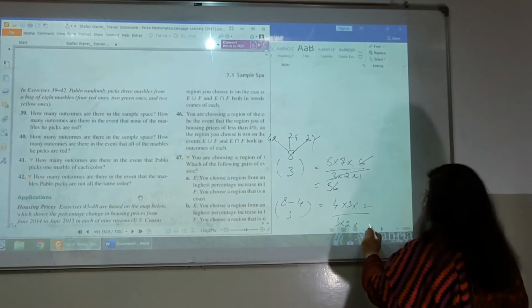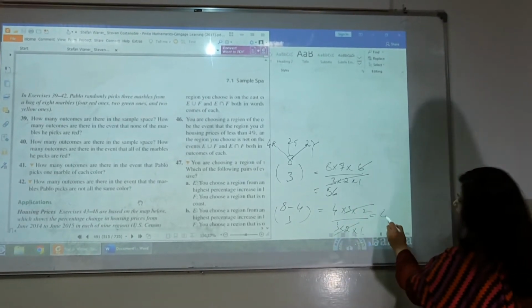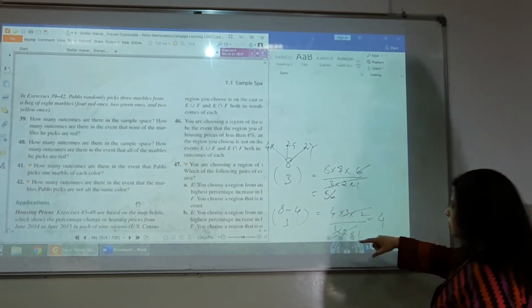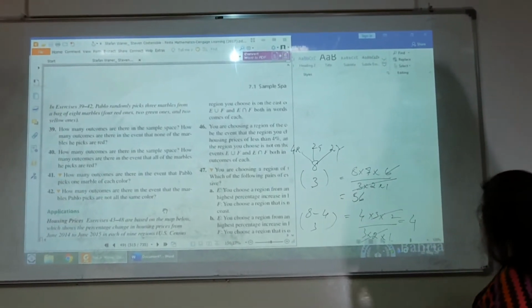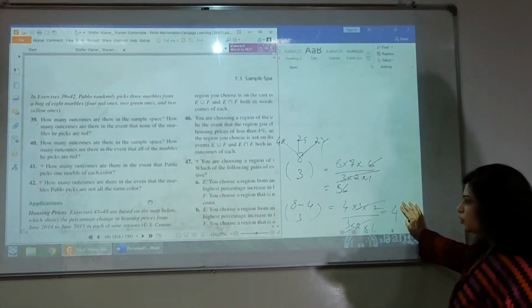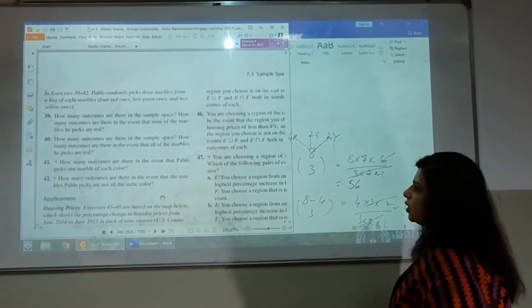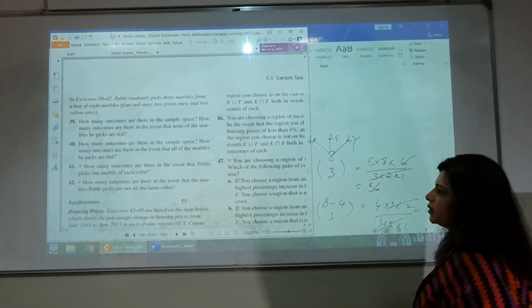Now I'm going to be deducting this, cancelled. Okay, so the outcome is actually 4. Not deducting, sorry, it's just cancelled. We're having the 4 as the possible solution for the set, or the number of combinations can be 4 in this case. So how many outcomes are there in the sample space?